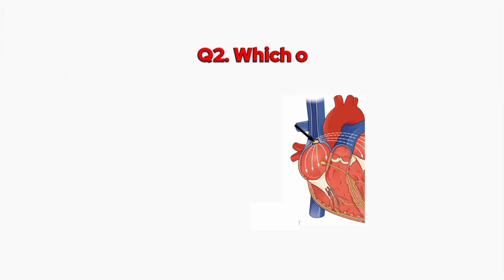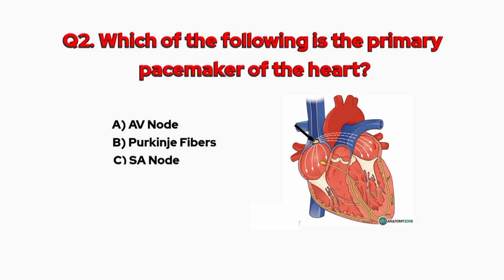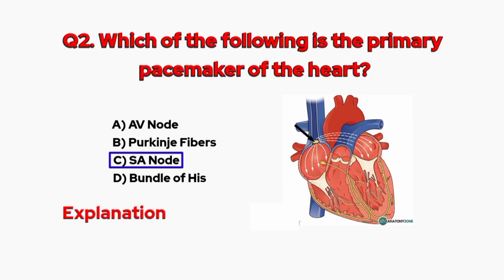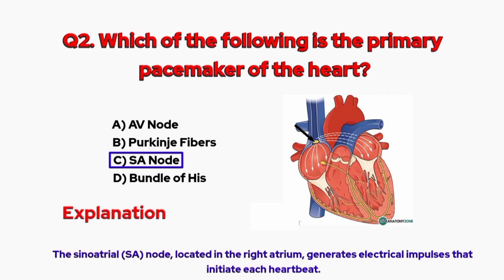Question 2. Which of the following is the primary pacemaker of the heart? Correct option C, SA node. Explanation. The sinoatrial SA node, located in the right atrium, generates electrical impulses that initiate each heartbeat. That's why it's called the natural pacemaker of the heart.